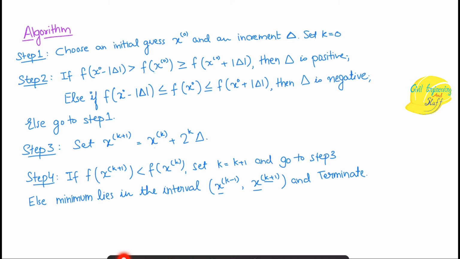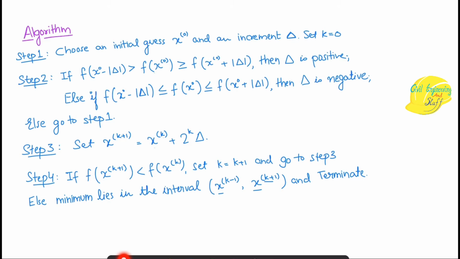Then we will find the function values at the neighboring points of our initial guess, that is, the function value of x naught minus delta, the function value of x naught plus delta, and also the function value of x naught. If f of x naught minus delta is greater than or equal to f of x naught, which is greater than or equal to f of x naught plus delta, then our delta is positive. If f of x naught is greater than f of x naught minus delta but less than f of x naught plus delta, then our delta is negative.